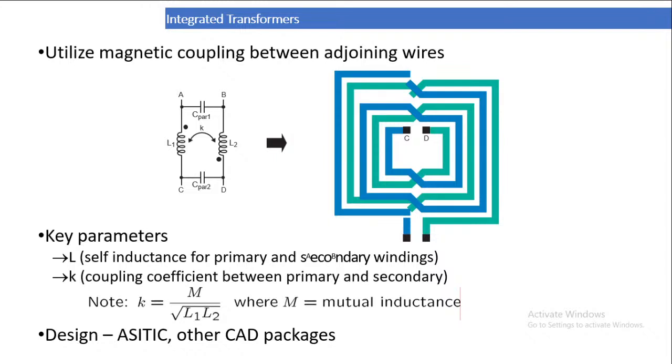Key parameters are L, or self-inductance, for the primary and secondary windings. Then K is the coupling coefficient between the primary and secondary. K is equal to M divided by the square root of L1 into L2. L1 is the self-inductance for the primary, L2 is the self-inductance for the secondary, and M is the mutual inductance between primary and secondary. You can design this using packages like Ansys or any other CAD package.